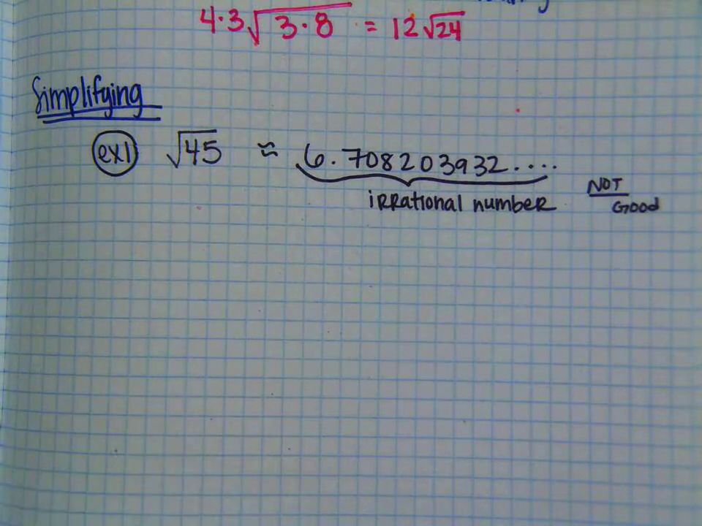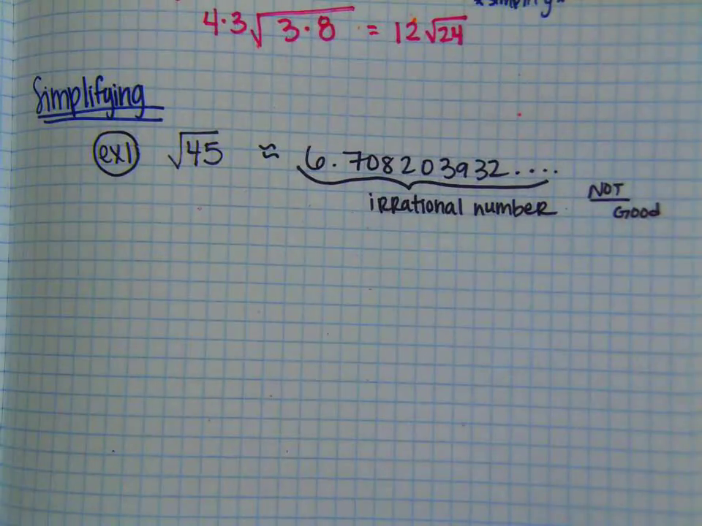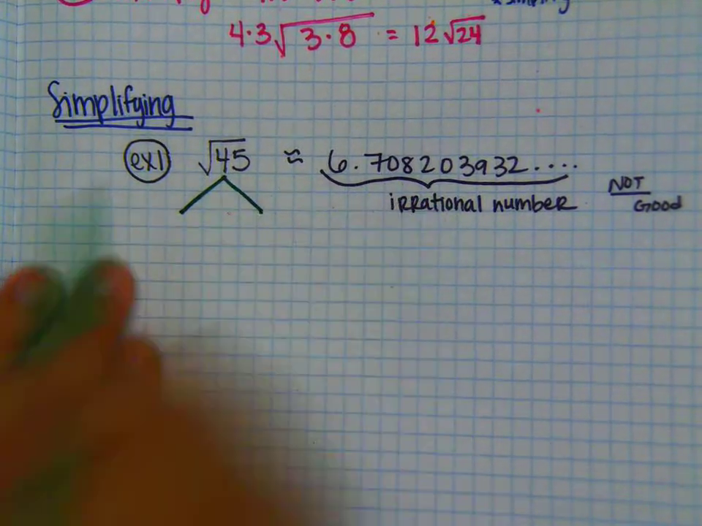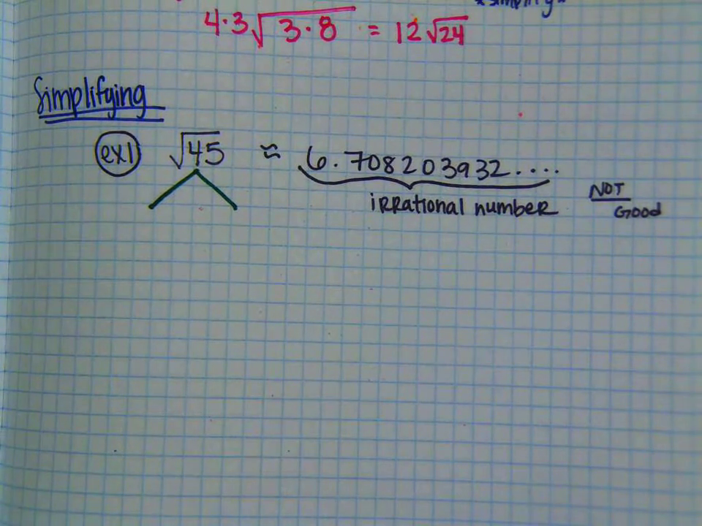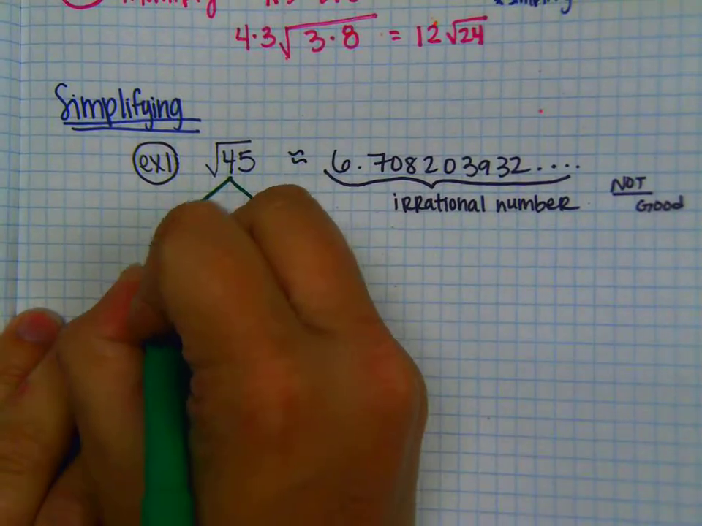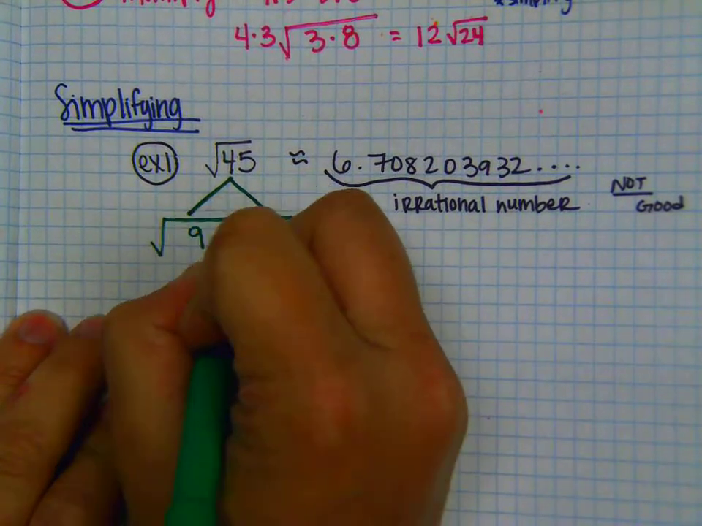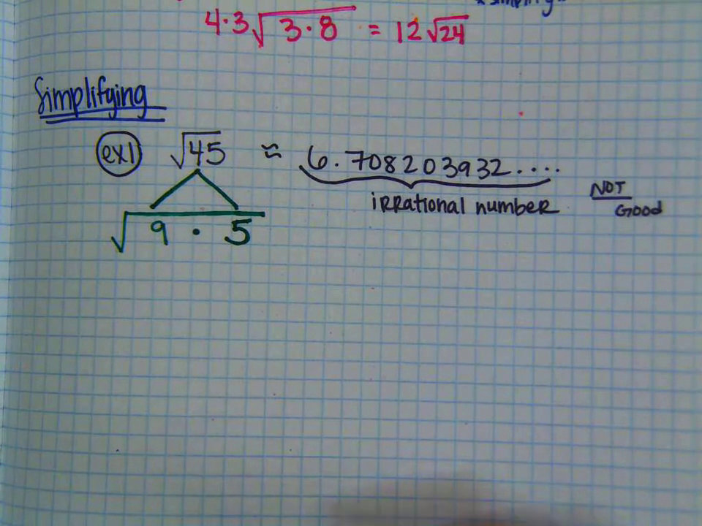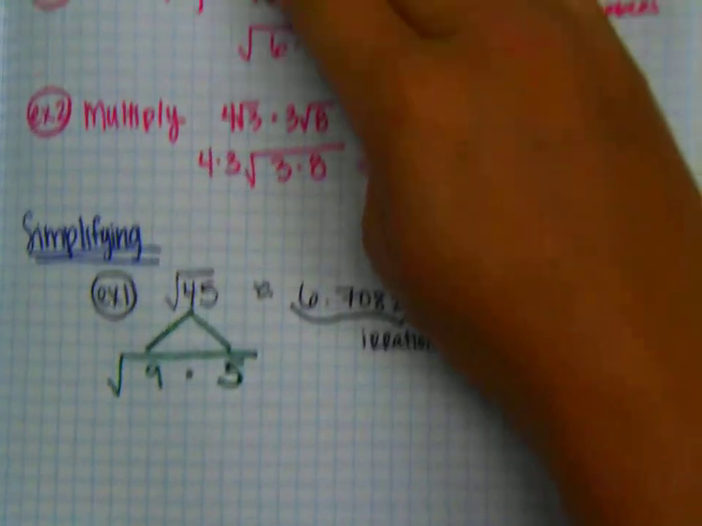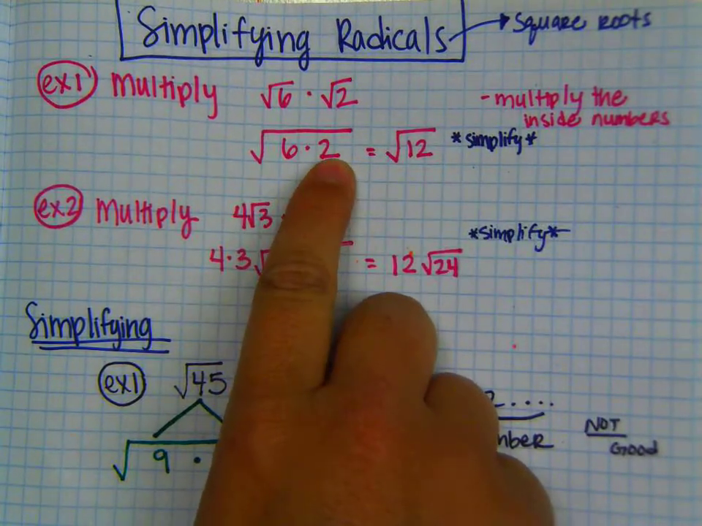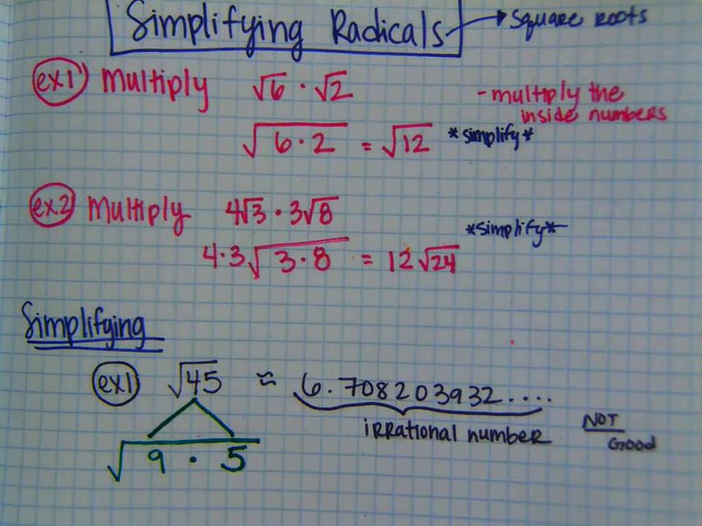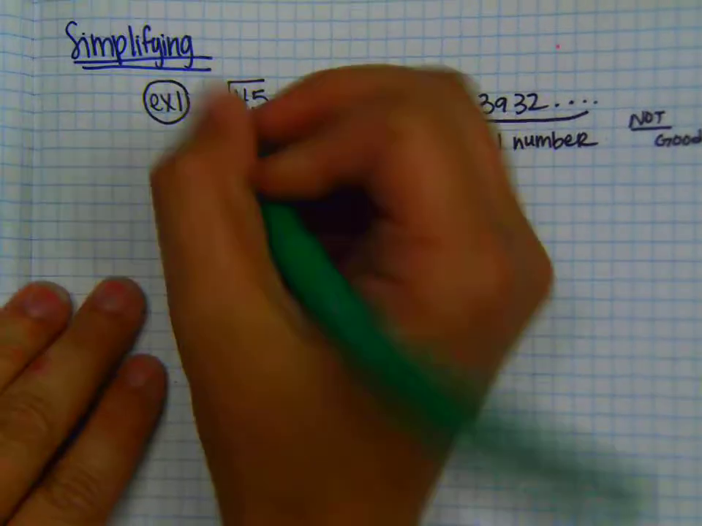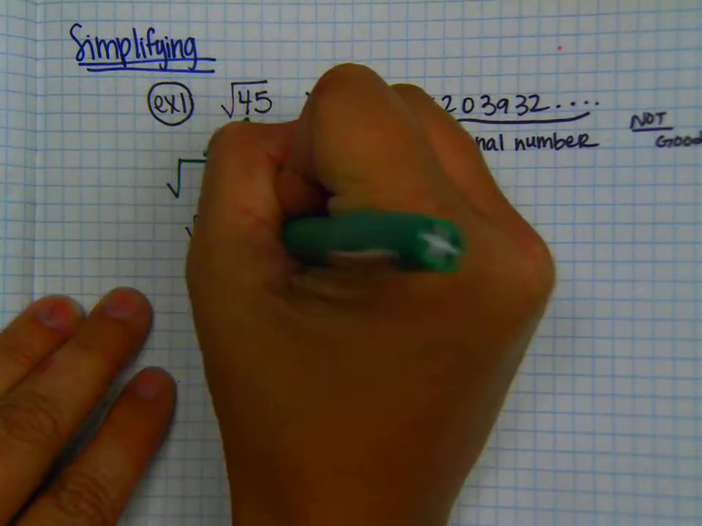Okay, so to simplify this, I'm going to break this 45 up. I want to think of two numbers that multiply to 45. Well, what multiplies to 45? 9 times 5, right? So I'm going to write a big square root, 9 times 5. Well, just like we did up here, we had 6 times 2, but it was originally written like that. So I can actually split this up. This could actually be written as the square root of 9 times the square root of 5.